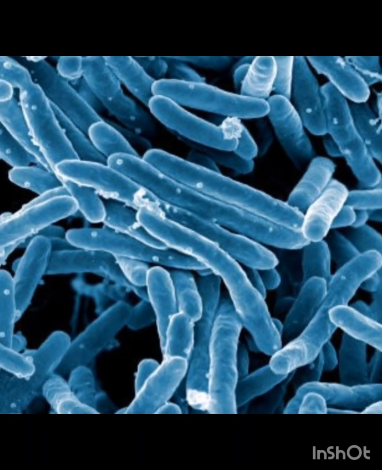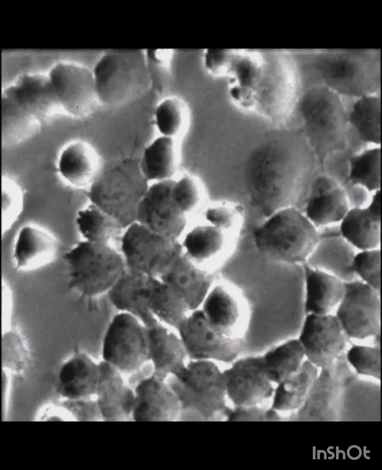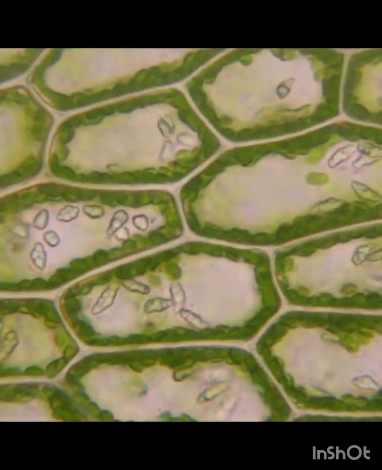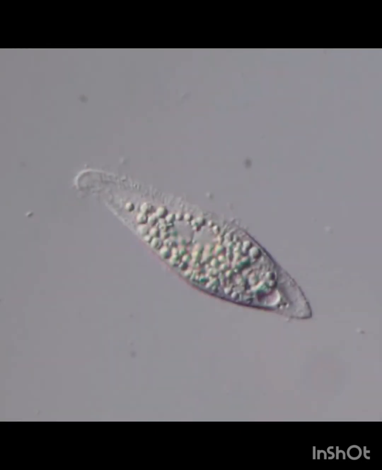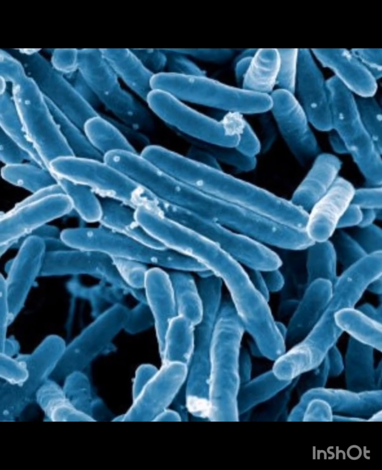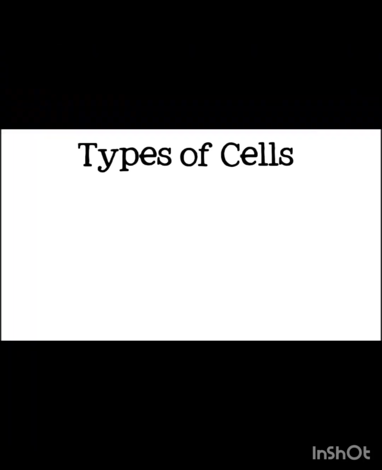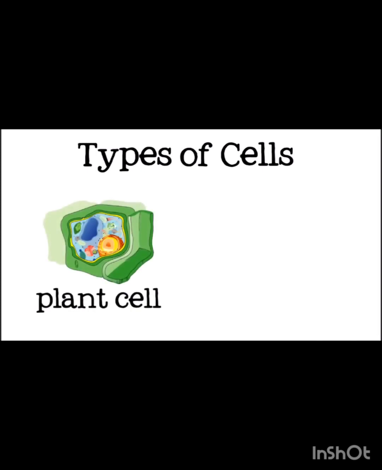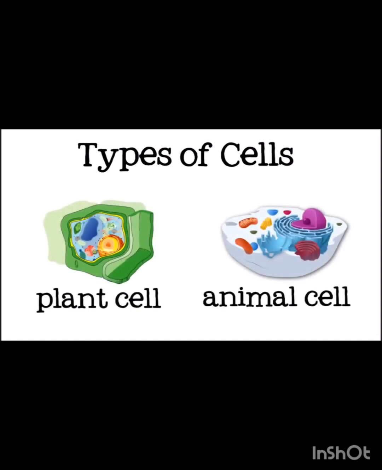And these cells come from pre-existing cells, hereditary, generation by generation. And this is the cell theory of life. You have to learn these three points. Today we are going to study types of cells, plant cell and animal cell.